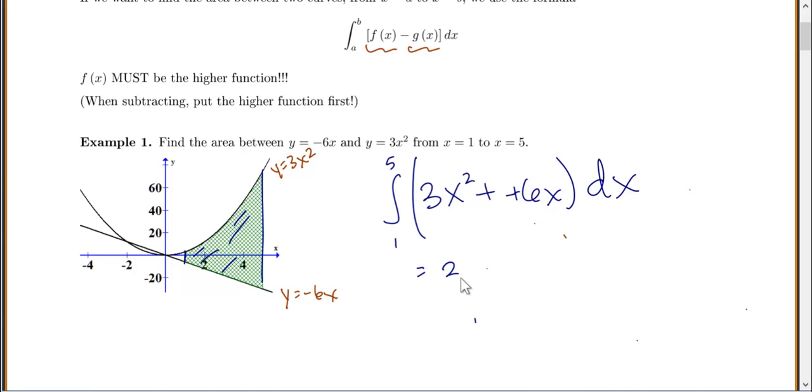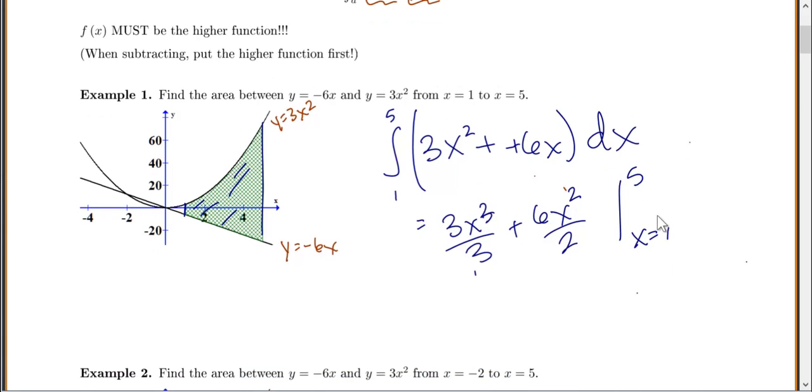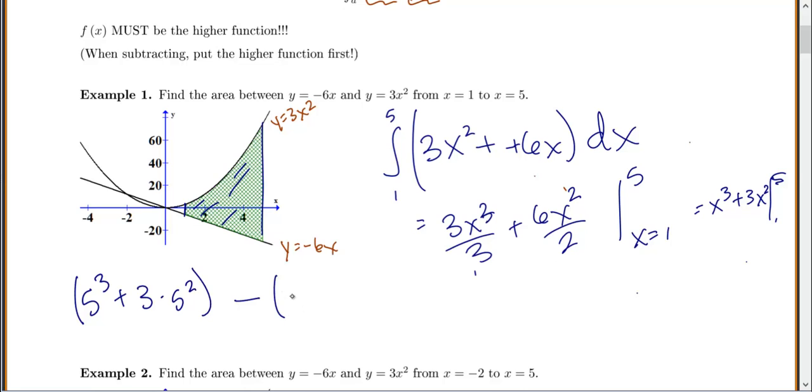And now we integrate. So this is going to be 3x squared over 3 plus 6x squared over 2, and we're going to evaluate from x equals 1 to 5. Let's simplify this first. This is x cubed plus 3x squared, evaluated from 1 to 5. Okay, so now we have 5 cubed plus 3 times 5 squared minus, and then we'll do 1 cubed plus 3 times 1 squared.